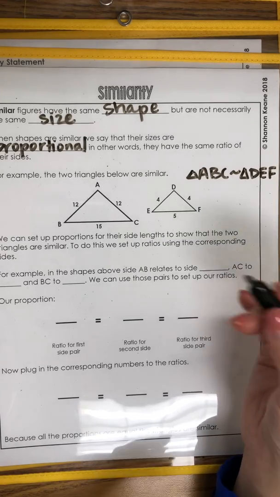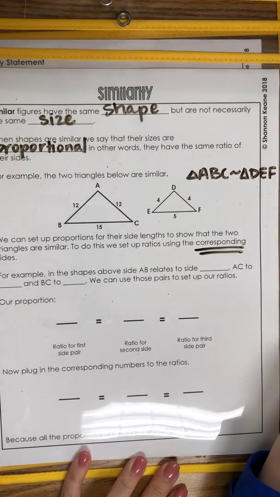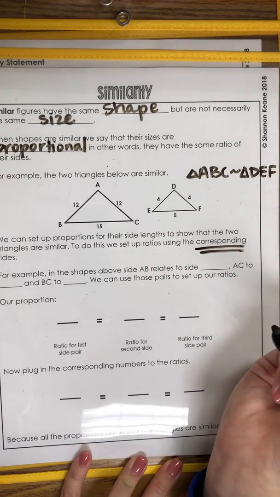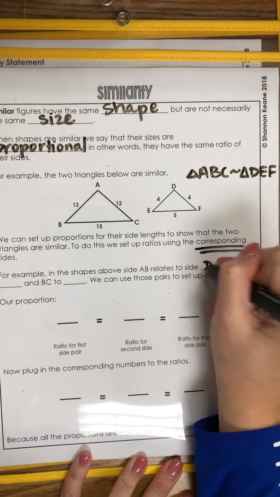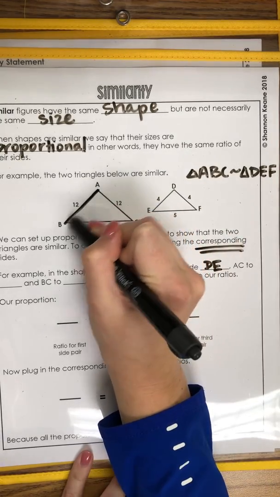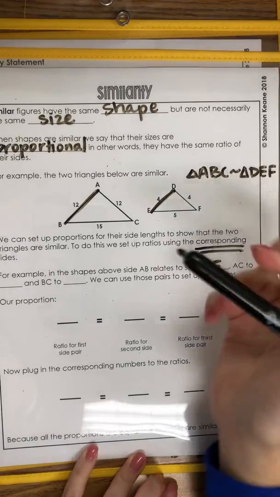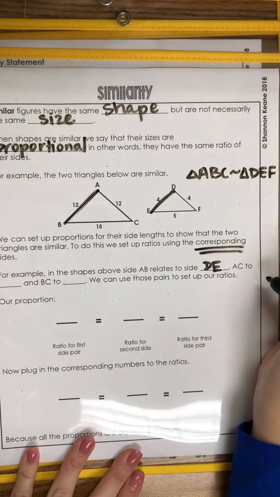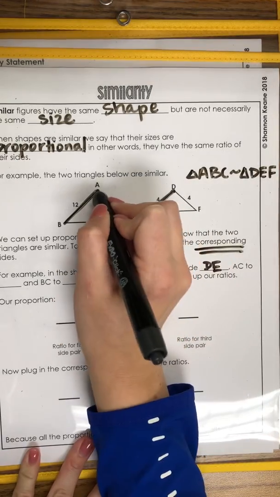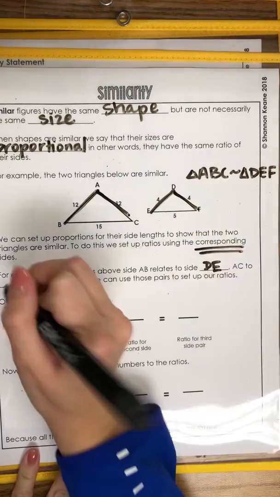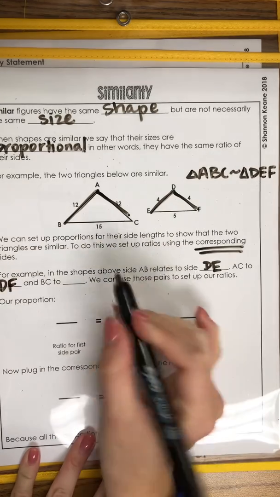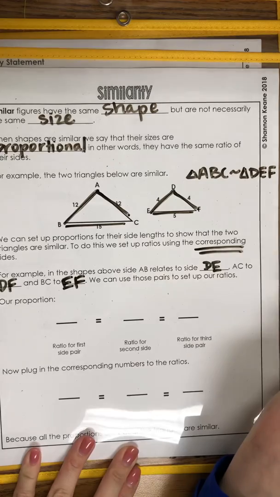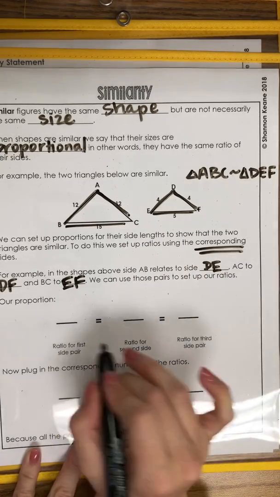To do this, we have to use corresponding sides. Okay, so above we have AB. It corresponds to side DE, okay? Because this one and this one correspond and are the same place in the similar triangles. AC is going to correspond to DF, and then BC is going to correspond to EF. We can then go ahead and write these pairs.